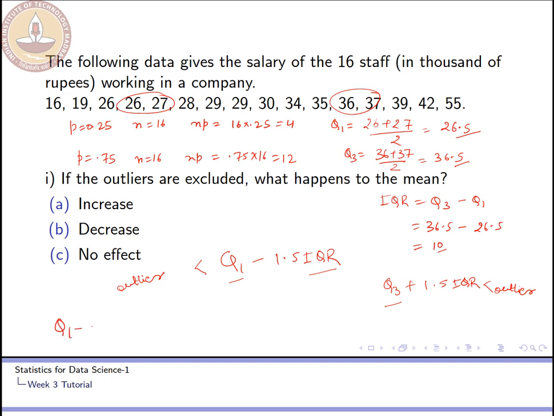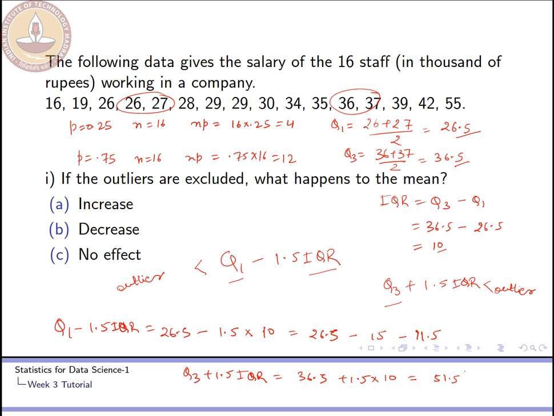Now we'll calculate the value of Q1 minus 1.5 times IQR. Q1 is 26.5 minus 1.5 times 10, so this comes to 26.5 minus 15, which is 11.5. Now again, Q3 plus 1.5 times IQR: Q3 is 36.5 plus 1.5 into 10, and this value is equal to 51.5. Now we see which values in my observations lie below 11.5 or above 51.5. Since my data starts from 16, we don't have any outliers on the lower side, but my data ends at 55 and previous to that we have 42. So the only outlier here is 55.